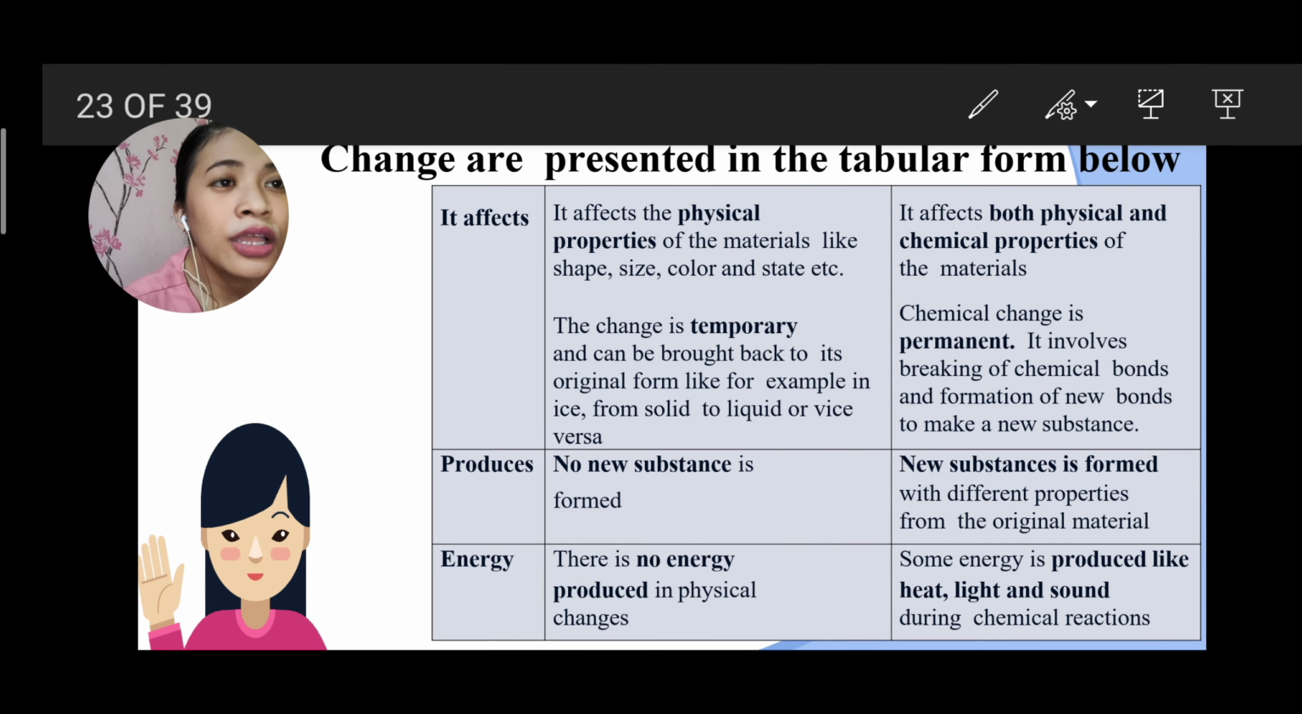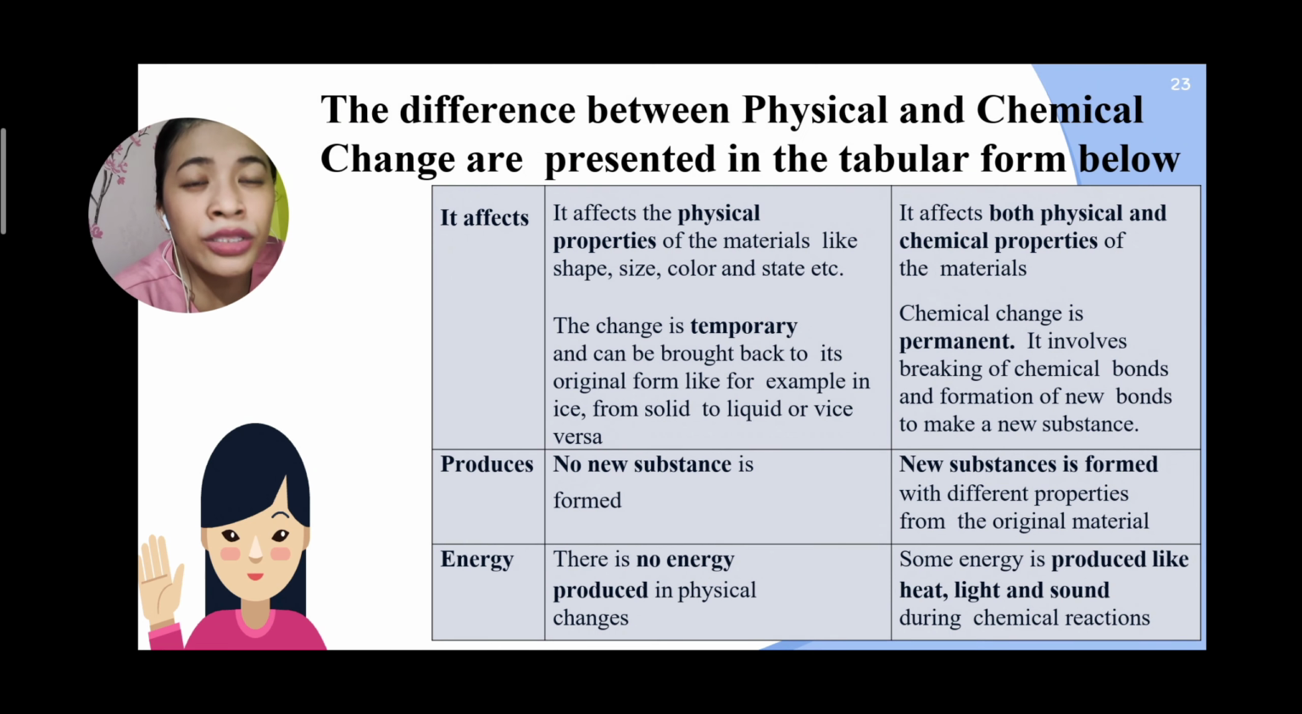Chemical change affects both physical and chemical properties of the materials. Chemical change is permanent and it involves breaking of chemical bonds and formation of new bonds to make a new substance. Basis for comparison under produces. In physical change, no new substance is formed, while in chemical change, new substances are formed with different properties from the original material.